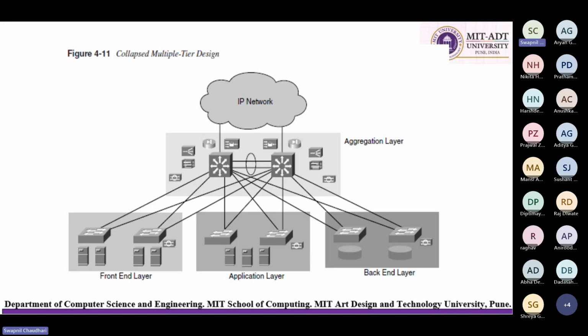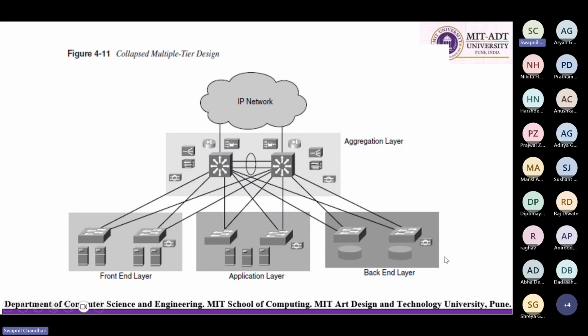Again, at the top layer we have the IP networks. Then the aggregation layer, which is the core of every design. It contains the multi-layer switches and network services. It directly connects to the front end, application, and backend layers. Unlike the traditional design, all layers are connected directly to the aggregation layer. So this ensures faster communication and reduced latency.